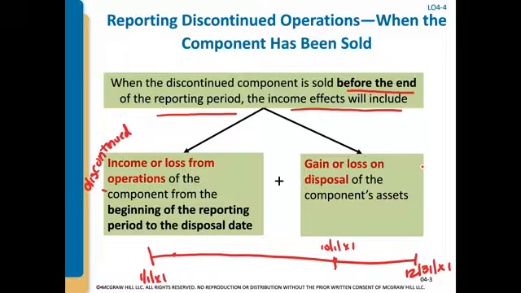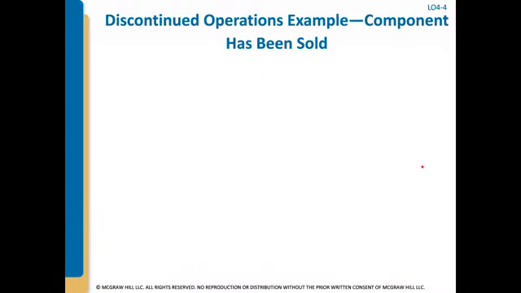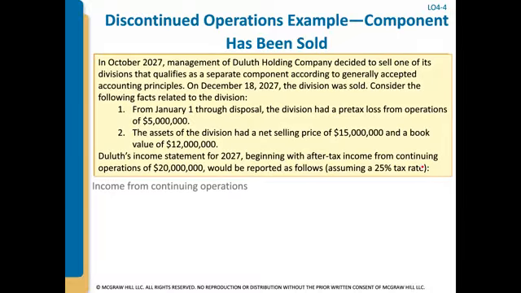And then you also have to report the gain or loss on the disposal of the company's assets. So you have two things you must disclose if the component has been sold within the reporting period. Let's go into an example to show what happens.